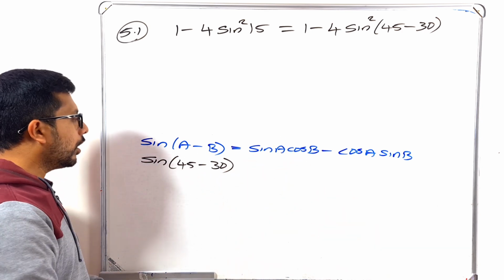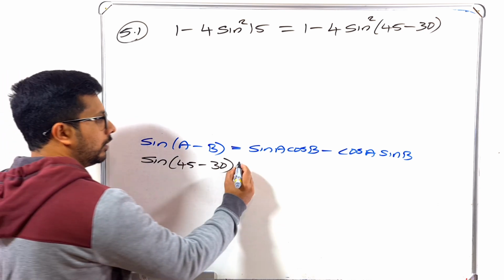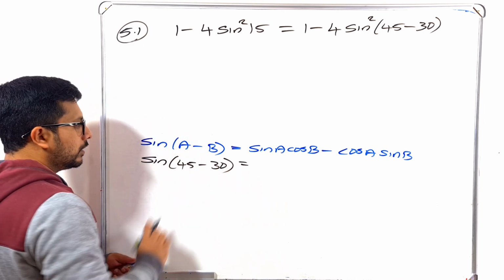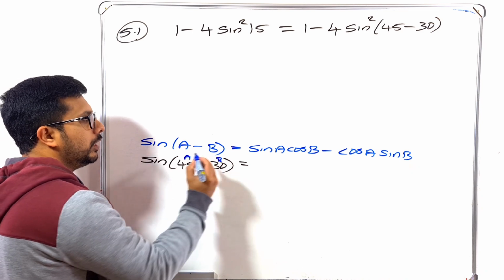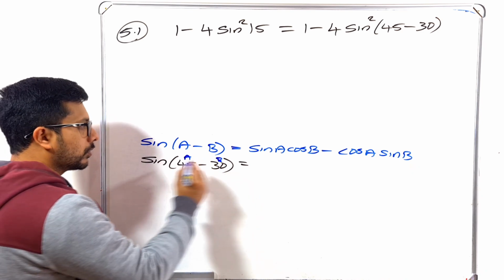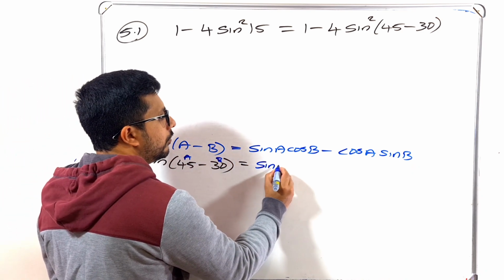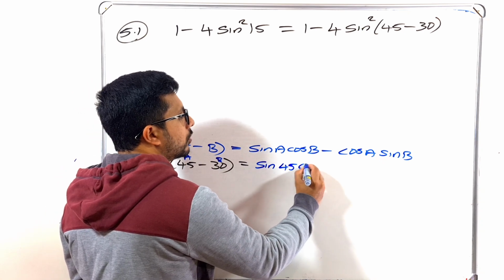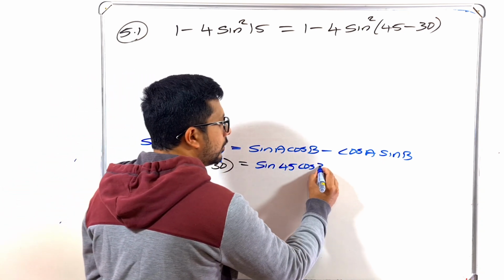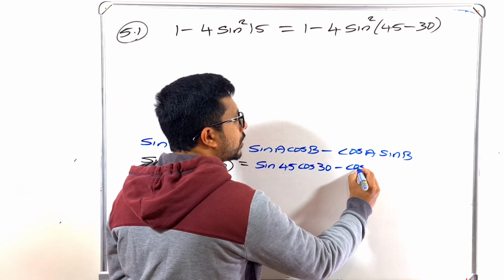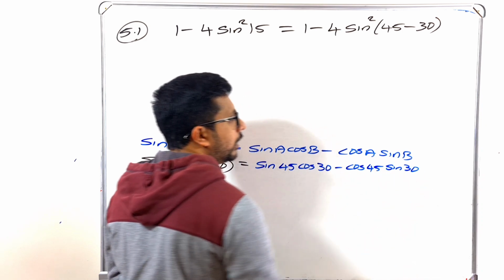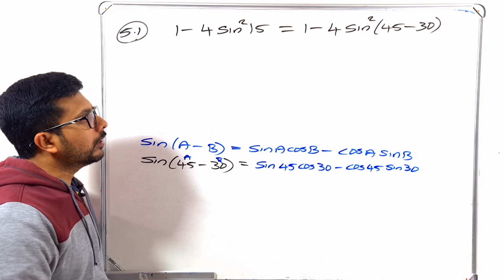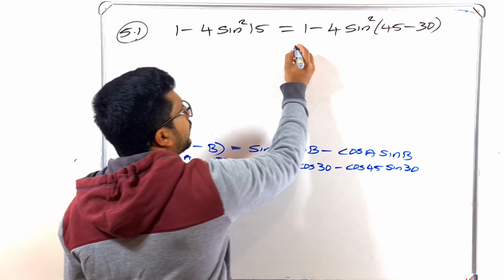Similarly, how can you expand this one? This 45 is our a, and b is 30. So sine a, sine 45, cos b, cos 30, minus cos a, cos 45, sine 30. You can write it like that. So here I'm going to write it like that.